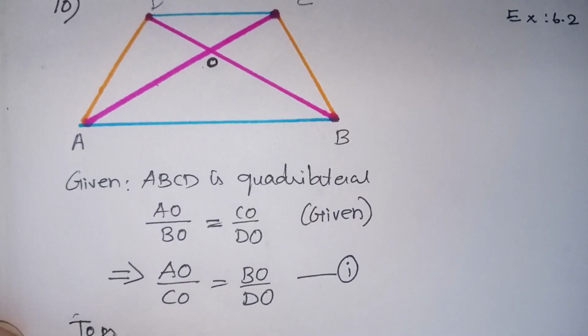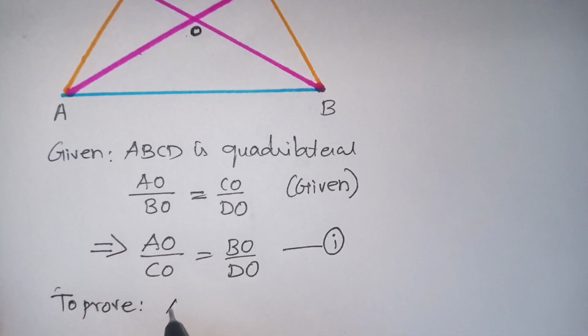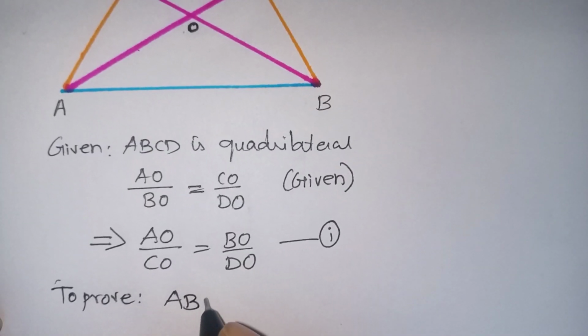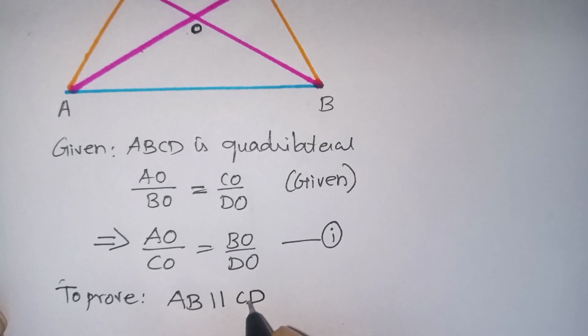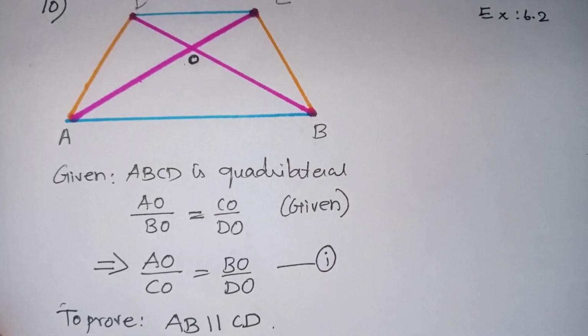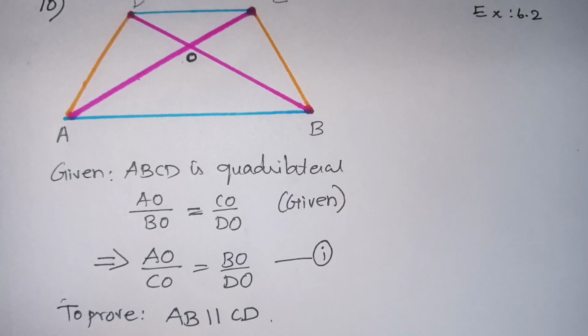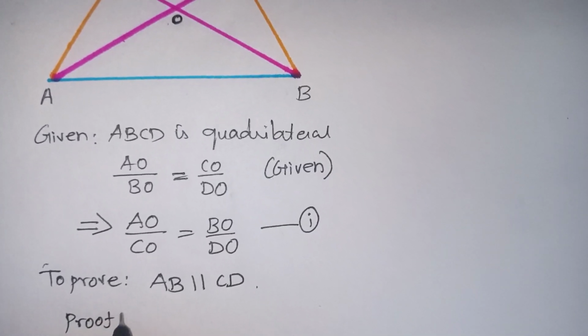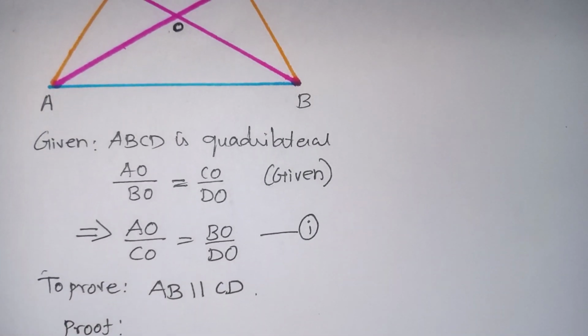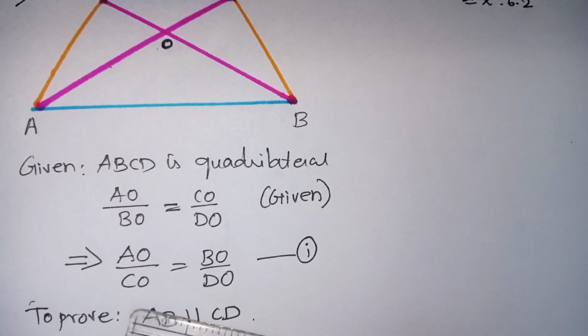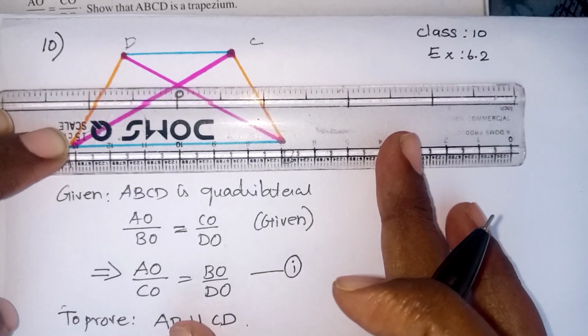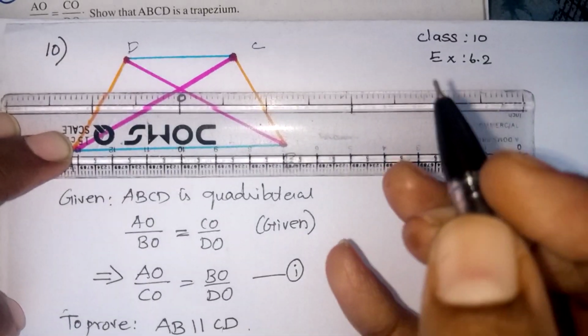So to prove, AB is a side which is parallel to CD, we have to prove this only. Now the proof. So how to prove this? Before going to the proof, we have to do a small construction in this diagram.